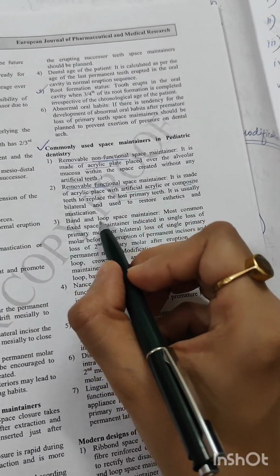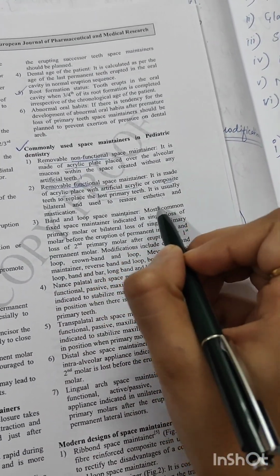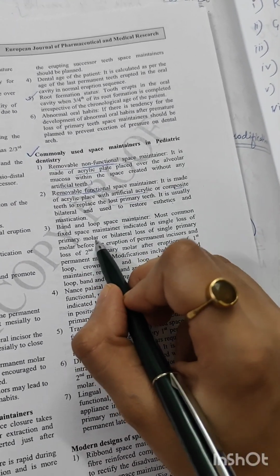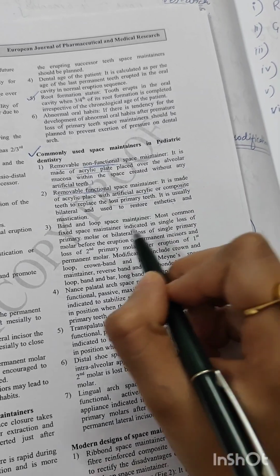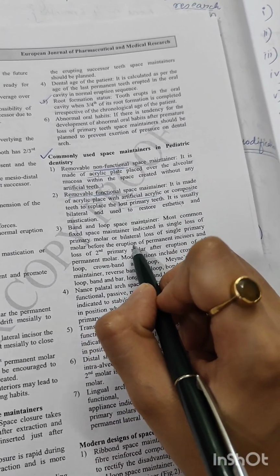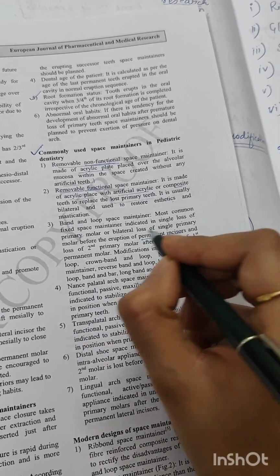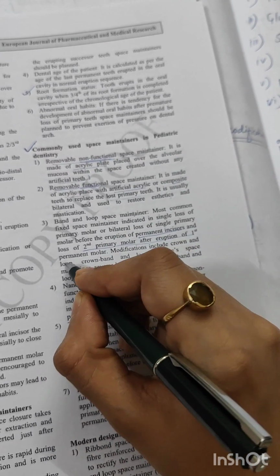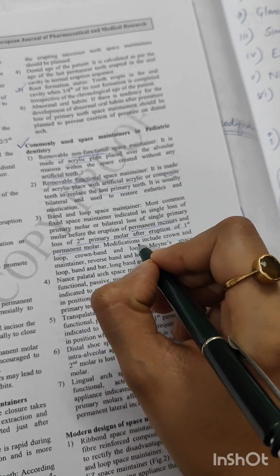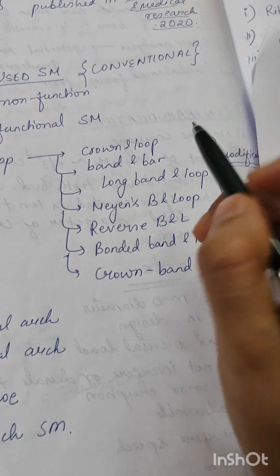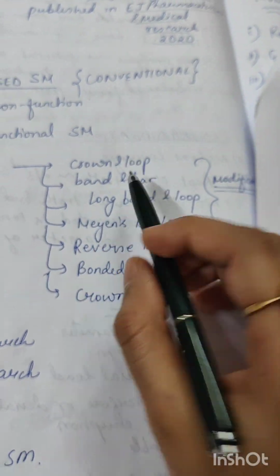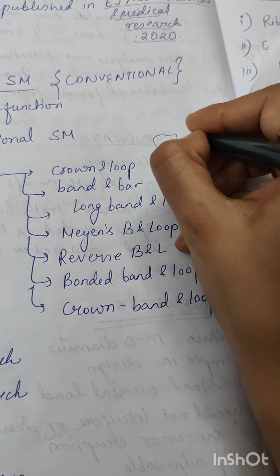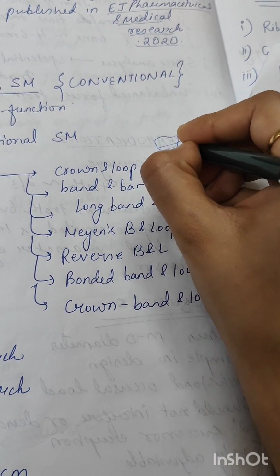Now next is the band and loop space maintainer. Most common fixed space maintainer, which is indicated in single loss of primary molar or bilateral loss of single primary molar before, this is important, before the eruption of permanent incisors, and the loss of second primary molar after eruption of first permanent molar. Modifications include crown and loop space maintainer. This is a crown and loop space maintainer.